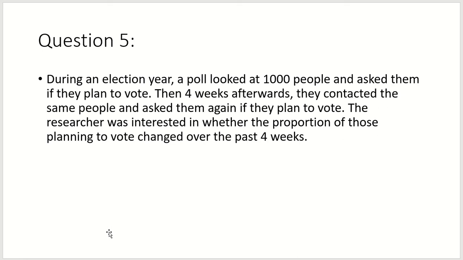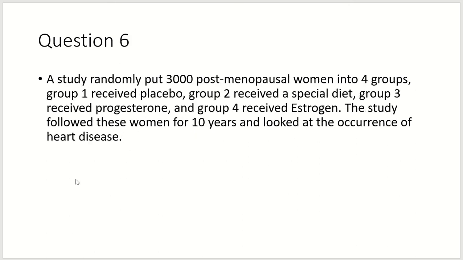That's the easiest way. You can write it differently. You can write it the proportion of those that changed their planning from not to vote is equal to the proportion of those that changed from planning to vote to not planning to vote. I know it's a bit complicated the second way, so if you want to stick to the first way, it's fine. Proportion of those planning to vote at time 1 is equal to the proportion of those planning to vote after 4 weeks. All right, question number 6.